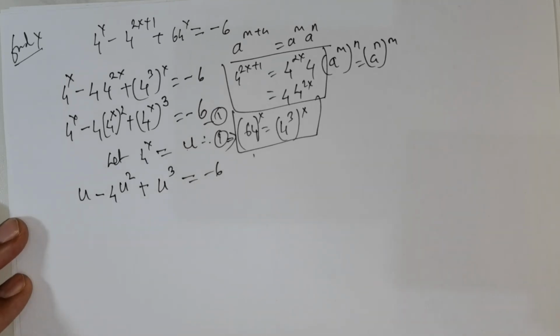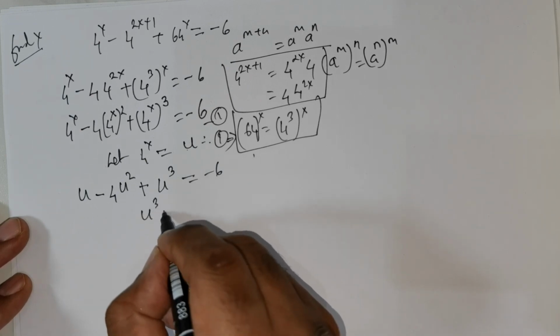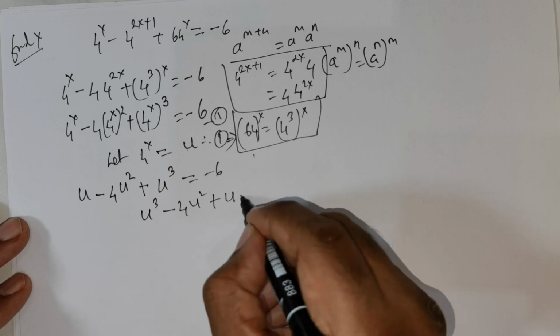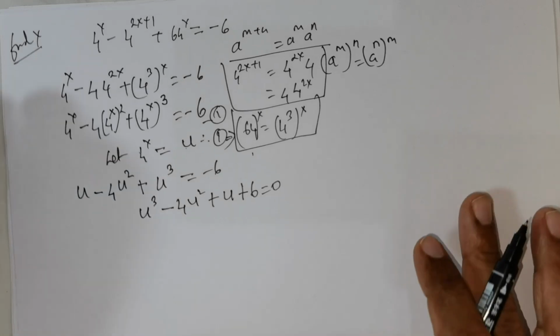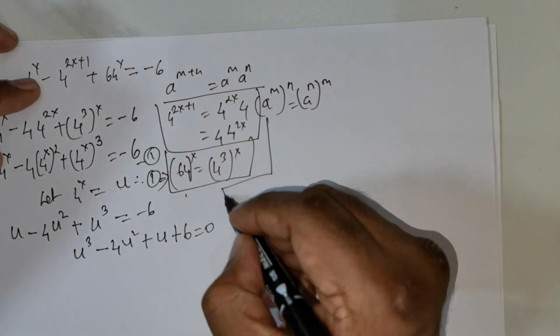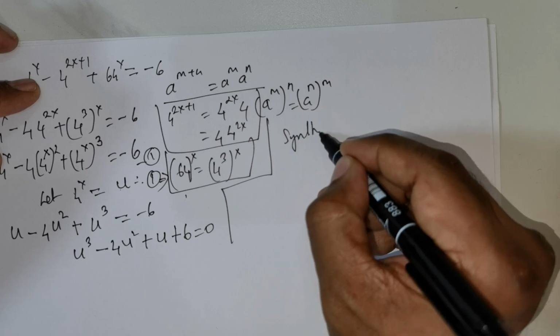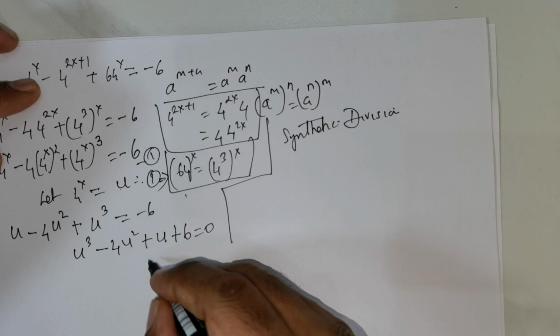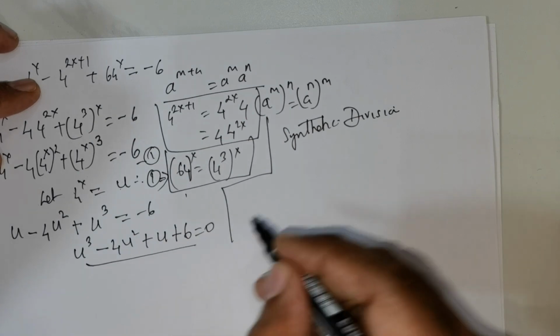Now I would like to rewrite this as u cubed followed by negative u squared plus u plus 6 is equal to 0. I would like to teach you a new method called synthetic division by which you will be able to find the root of this particular equation.